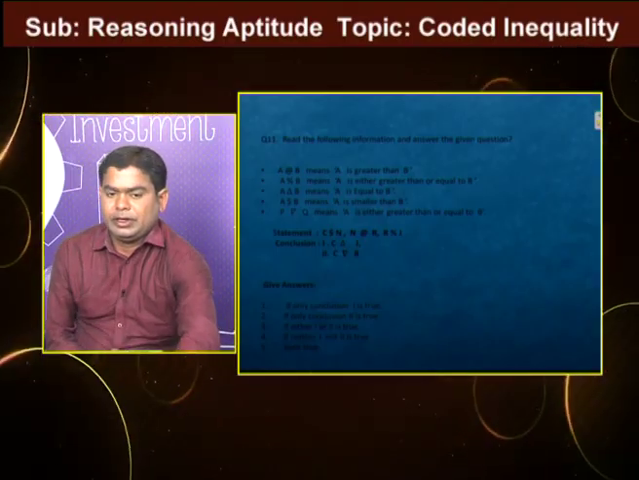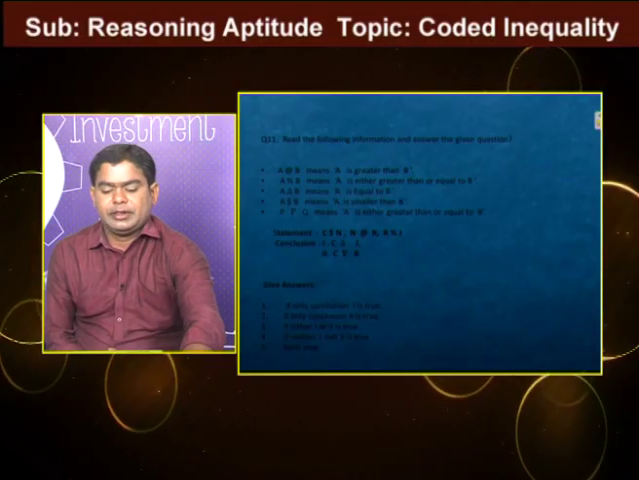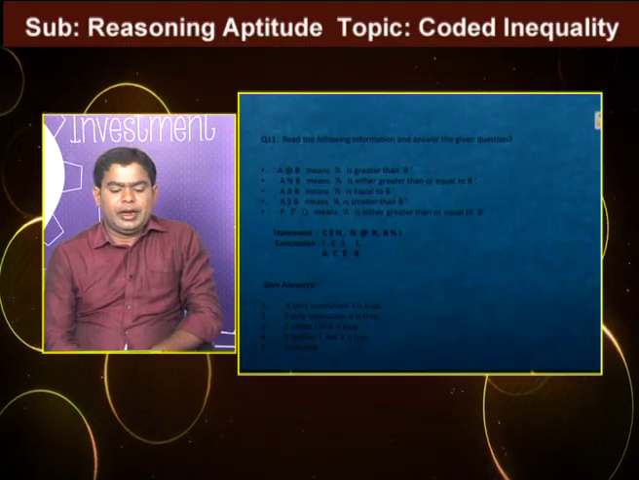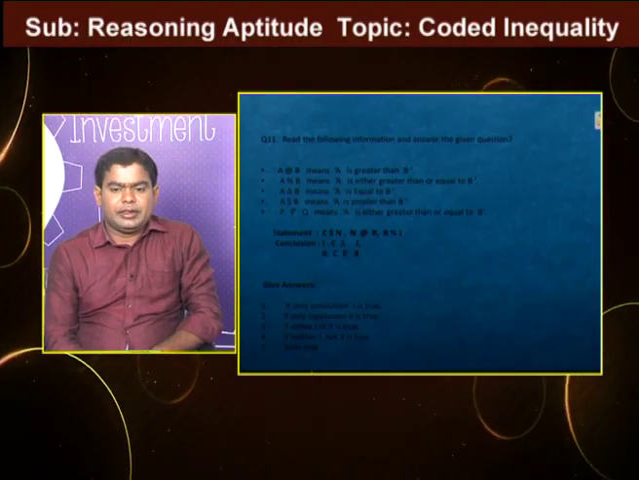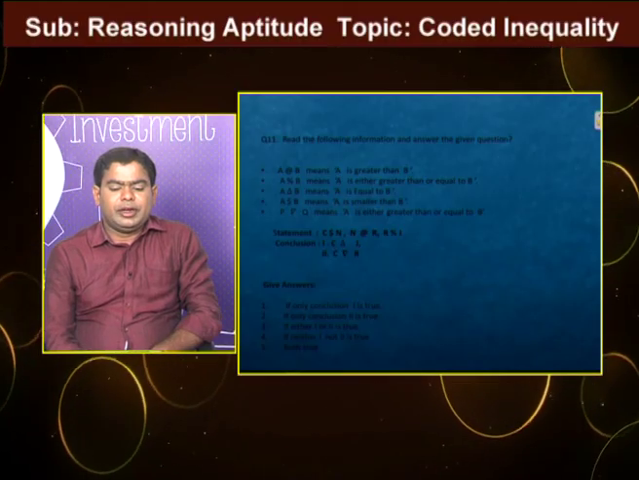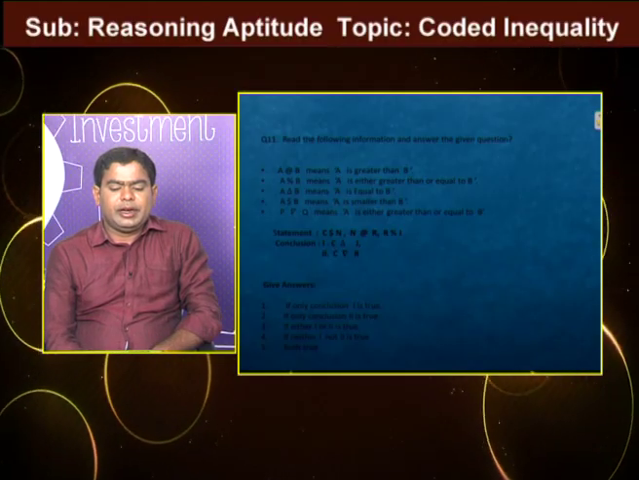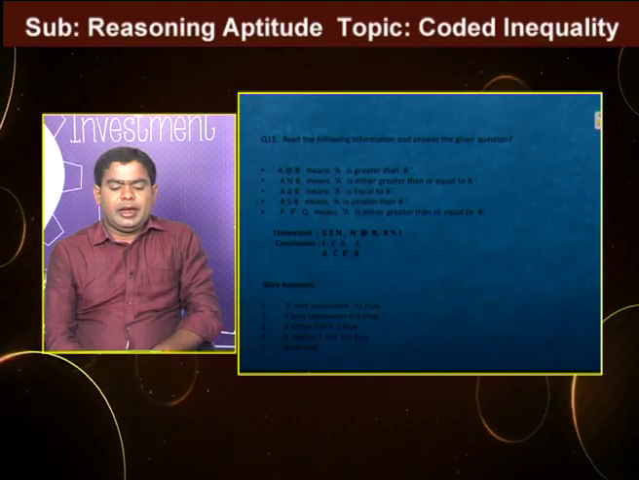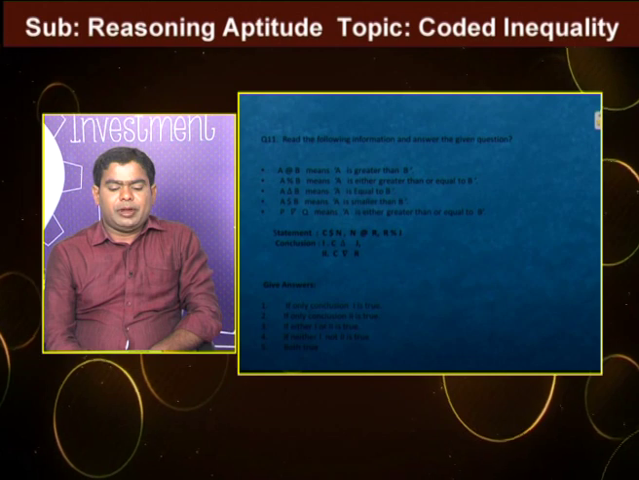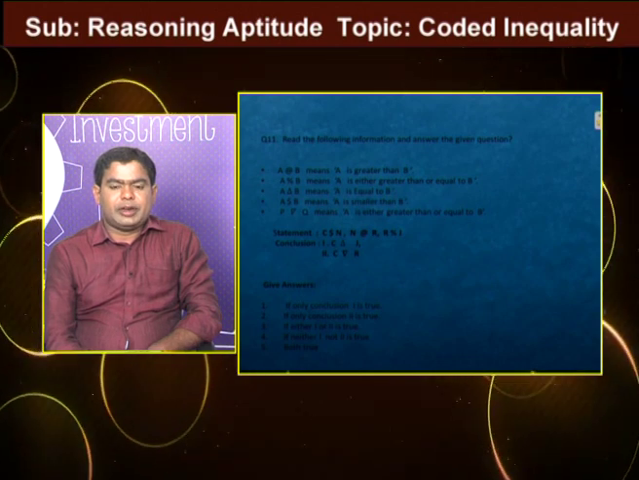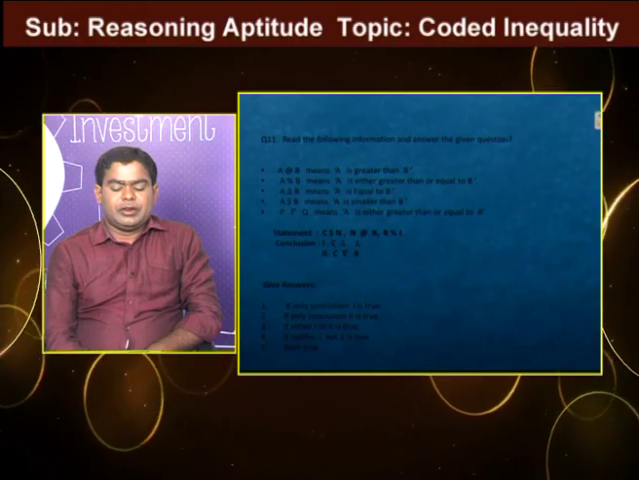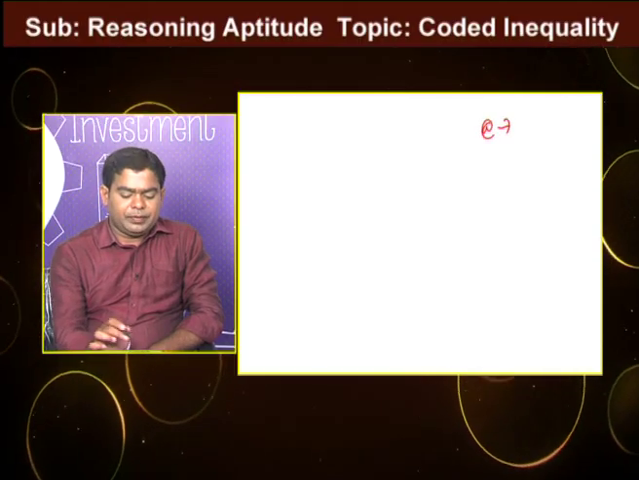Next question: A at the rate B means A is greater than B. A percentage B means A is either greater than or equal to B. A delta B means A is equal to B. A dollar B means A is smaller than B. A nabla B means A is either smaller than or equal to B. So first of all we decode the given symbols.